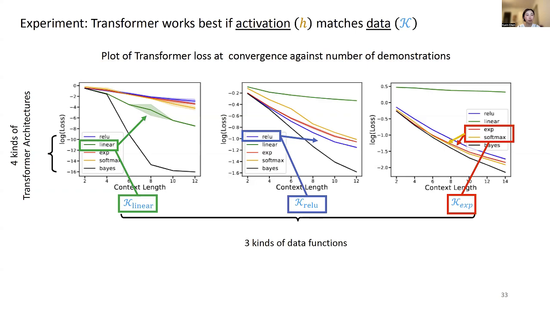The key takeaway here is that the best loss is achieved when transformer architecture matches the data. In the first plot, the linear activated transformer represented by the green line performs best for k-linear data. In the second plot, the ReLU activated transformer in blue performs best for k-ReLU data. And in the third plot, the EXP and the softmax activated transformers perform the best for k-EXP data.